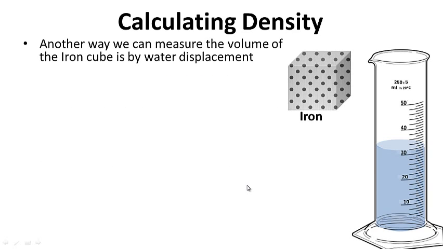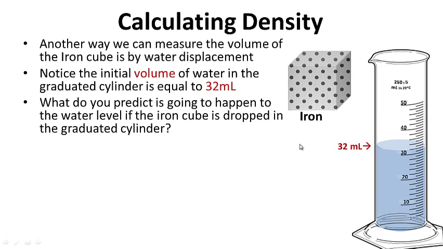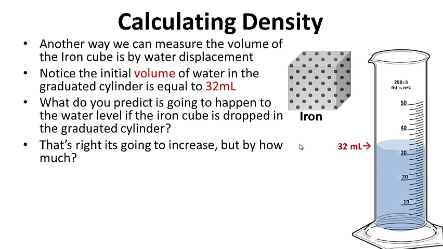Another way we can measure the volume of the iron cube is by water displacement. Notice the initial volume of water in the graduated cylinder is equal to 32 milliliters. What do you predict is going to happen to the water level if the iron cube is dropped in the graduated cylinder? That's right, it's going to increase. But by how much? Well, let's find out.